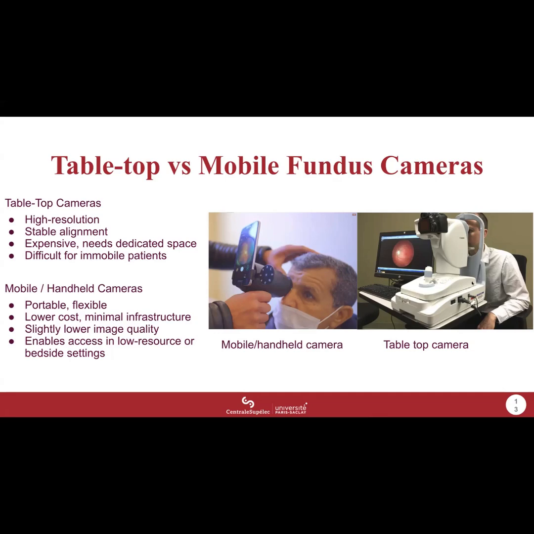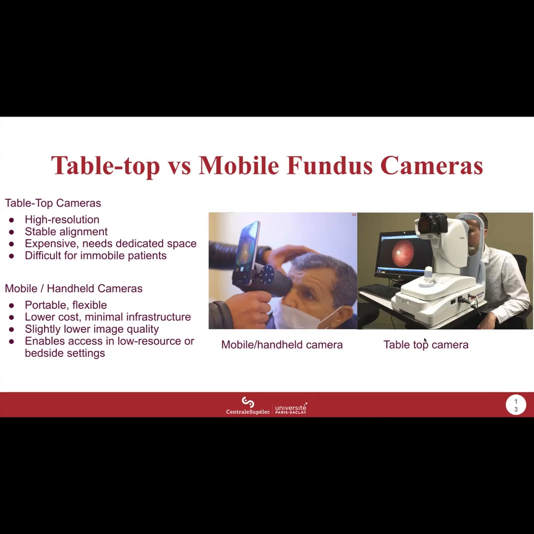What is the difference between a tabletop camera and the other option, a mobile or handheld camera? Basically, you can see the difference here. The image on the right is a tabletop camera. It's a huge device. Of course, it is more expensive than a mobile camera, which is just some device that you adapt to a phone. You can take just some Samsung, adapt the camera, and then you have a portable device to take those photos.